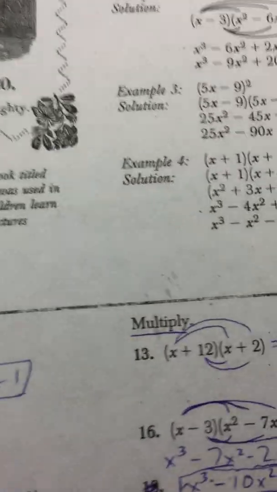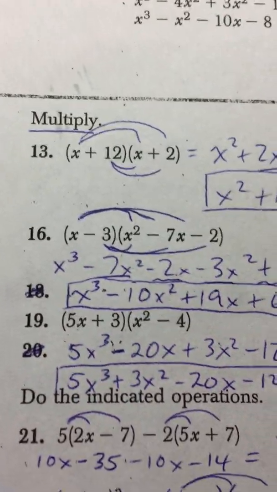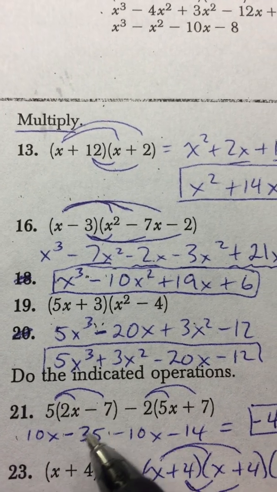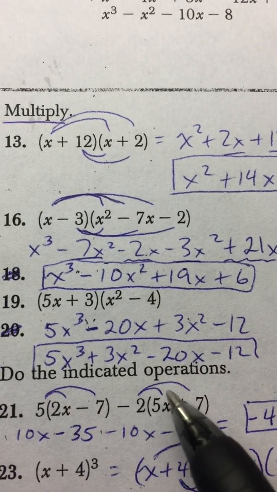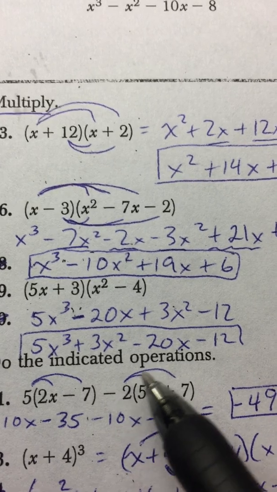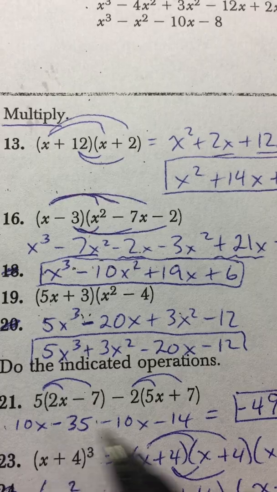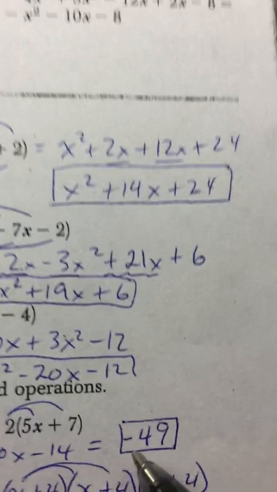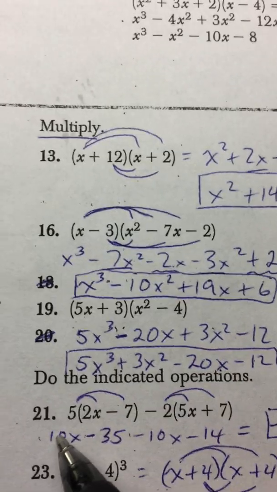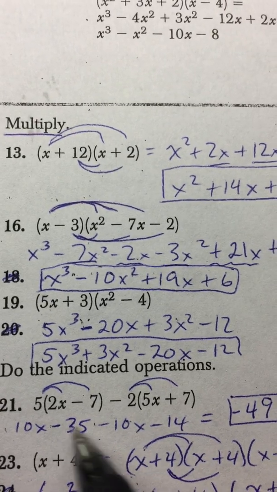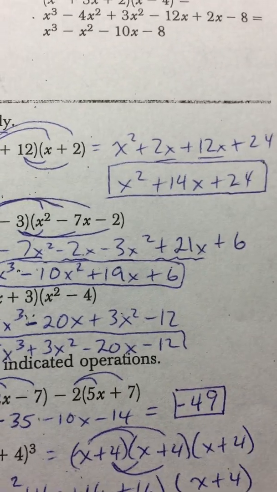All right, let's do number 20. Oh, we haven't done, let's see, number 21. 21 down here. Where's 21? There it is. So you distributed 5 times 2x and got 10x. You did 5 times negative 7, got negative 35. Negative 2 times 5 is a negative 10x, and negative 2 times 7 is a negative 14. Were there any like terms? Yes, x's went together and the numbers went together. So you should have gotten, oh, negative 49, because did the x's cancel out? Yes, positive 10 and negative 10. So the x's totally went away and you just combined your numbers and got negative 49.